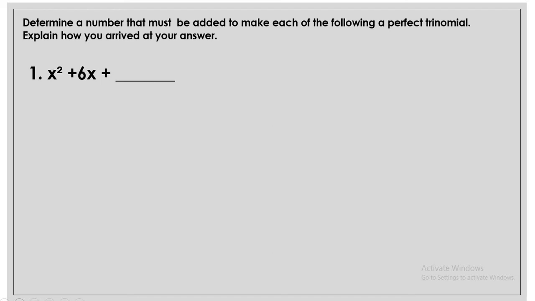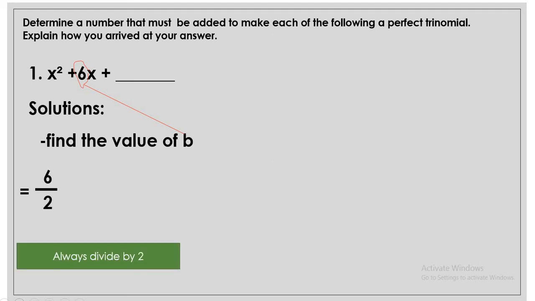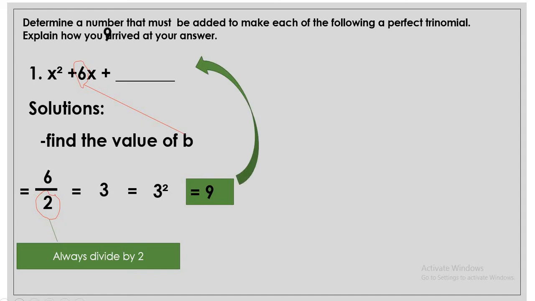So the first step that we're going to do here is to find the value of b. In my last discussion, I already discussed how to find the values of a, b, and c. In this example, the value of b is 6. Now what are we going to do with the value of 6? We will divide it by 2. Always divide by 2, meaning any value of b will be divided by 2. So 6 divided by 2 is 3, and we will square the 3, which is 9. So the missing number is 9.